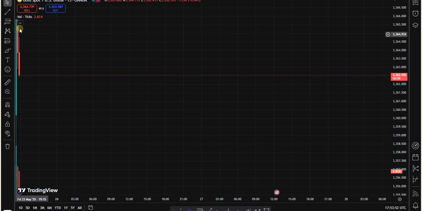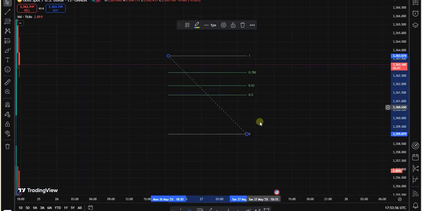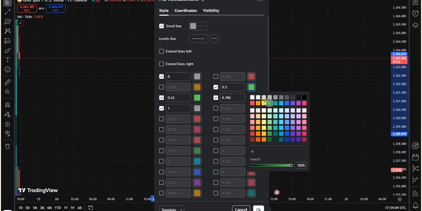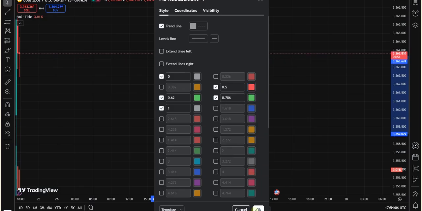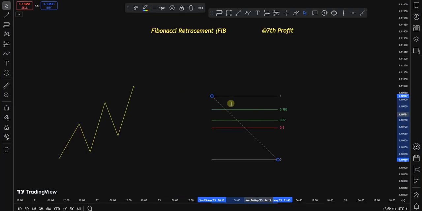So when you set it and you click on the Fibonacci retracement tool, then you draw from here, you are going to have this setting. Sorry guys, this is 0.5, set it to red. So let's go back. You click on settings, 0.5, change it to red, right? Then click OK. Then you are going to have something like this.